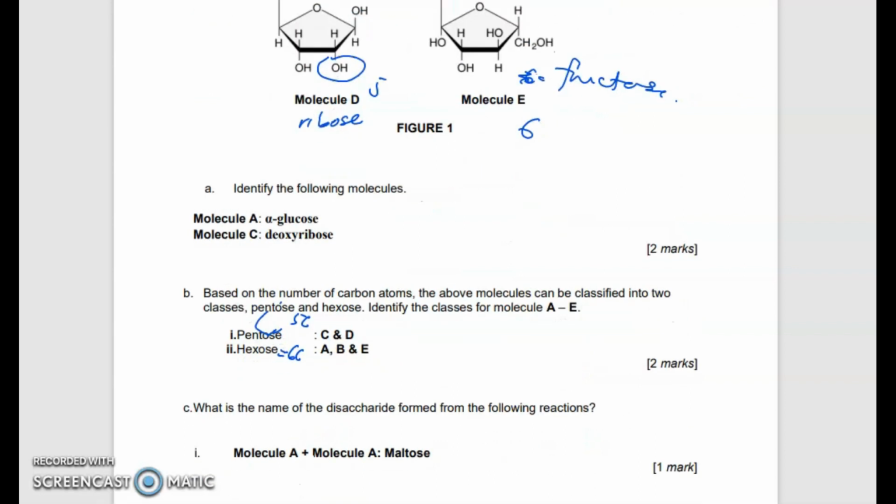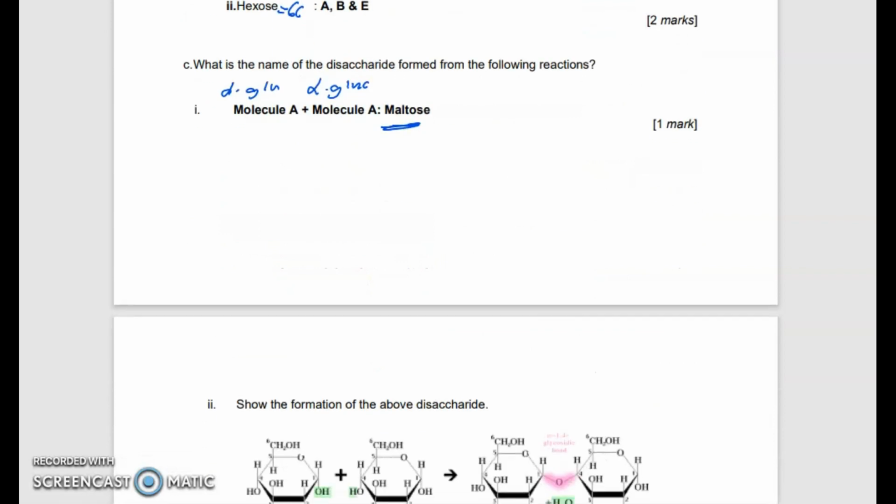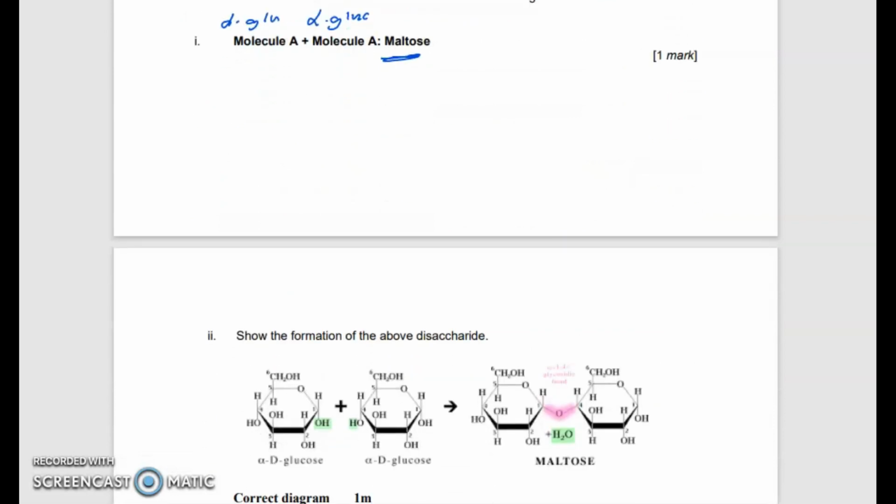Next question, what is the name of the disaccharide from the following reaction? Molecule A plus molecule A. Molecule A is alpha glucose plus alpha glucose. So obviously, it will produce the structure maltose. And then show the formation of the above disaccharide. So the question asks you to draw or to show formation of maltose.